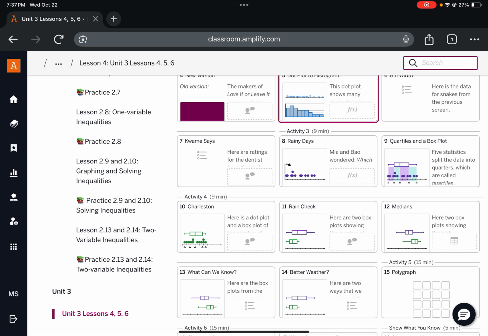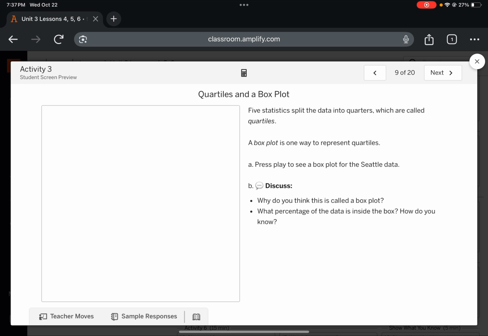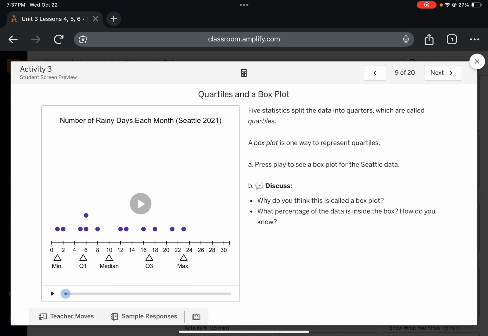Another thing I want to look at is box plots. A box plot is made up of 5 statistics. We've got the quarters into each section. They are split into quartiles. So you can see the minimum and maximum, those are the first and last terms. The median is the middle number of the data.